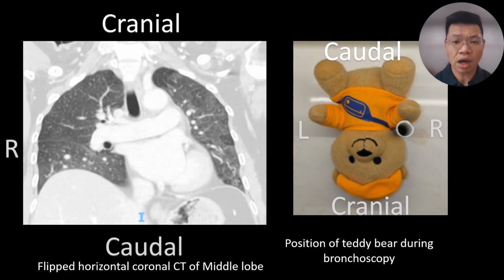During bronchoscopy, however, the teddy bear will be positioned as shown. This means that we will need to orientate the coronal CT to match the teddy bear's orientation. We do so by flipping the CT horizontally, so that the right side of the CT image will correlate with the right side of our bronchoscopic image.